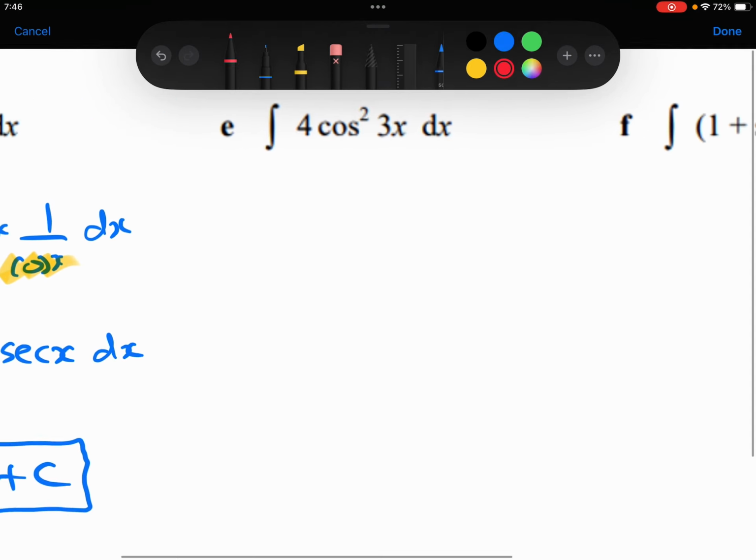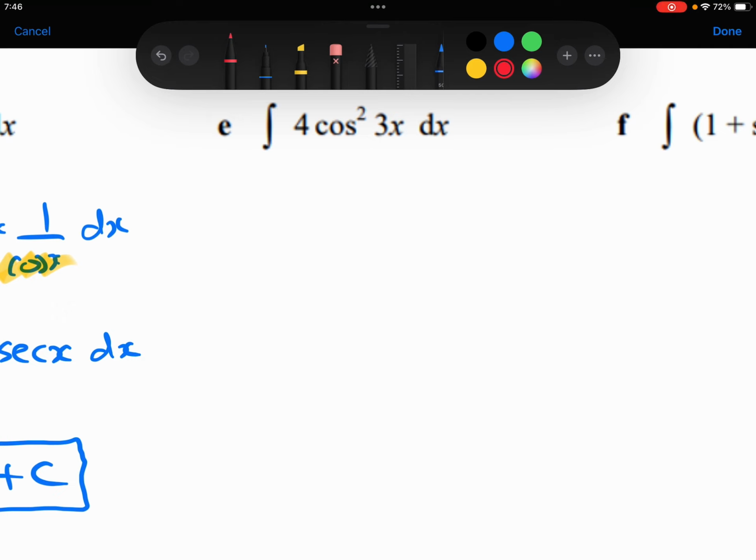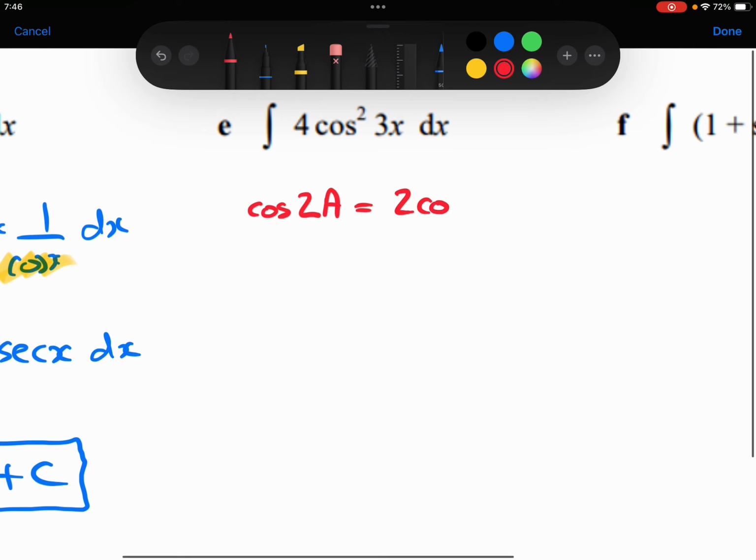Next, we've got the integral of 4 cos squared 3x. Right, ignore the 4 and the 3 for now. We're integrating cos squared, and we know how to do that. That's with the cos double angle identity. So let's start by looking at the cos double angle. I know that cos 2a is equal to 2 cos squared a minus 1.